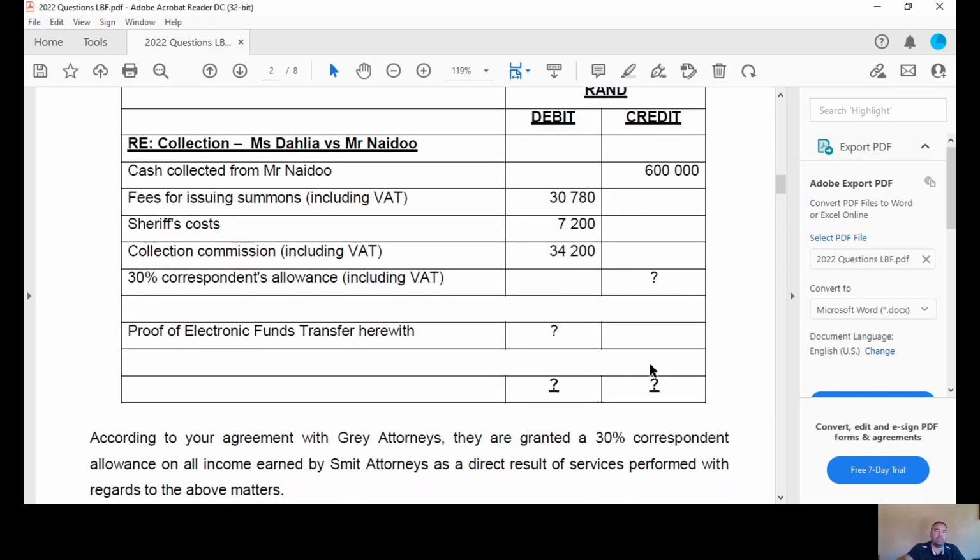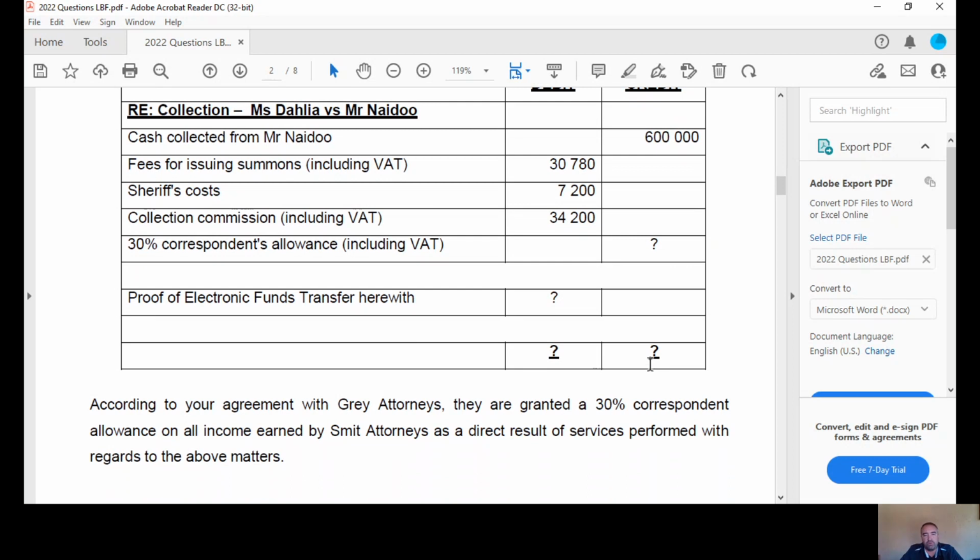Okay, so let's read on. According to your agreement with Grey Attorneys, they are granted a 30% correspondence allowance on all income earned by Smith Attorneys as a direct result of service performed with regards to the above matters.